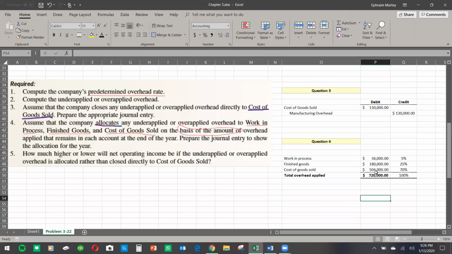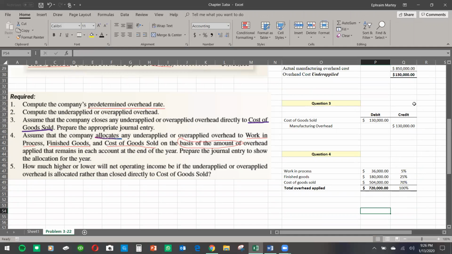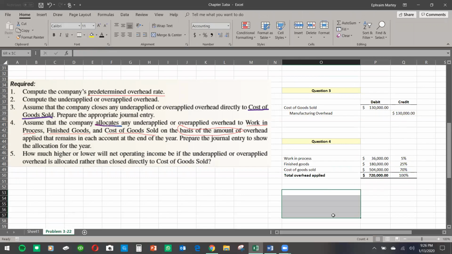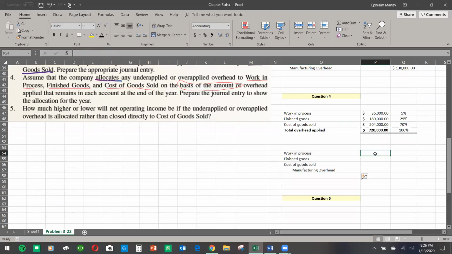Now that we have computed this, we will use the same percentage to apply to 130,000. Okay, so 130,000 costs will be allocated instead of directly into cost of goods sold. So that means work in progress, 5% was the cost that will be allocated. 25% of 130,000 will be allocated for finished goods, and 70% of 130,000 will be allocated for cost of goods sold. So we'll do our T-chart again.